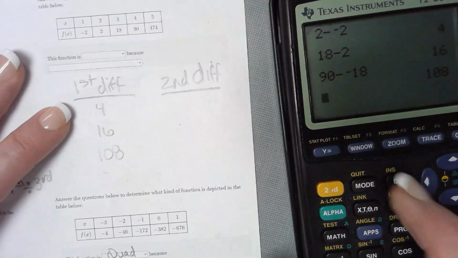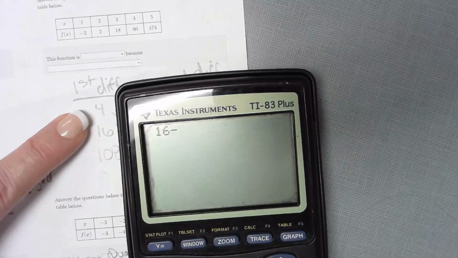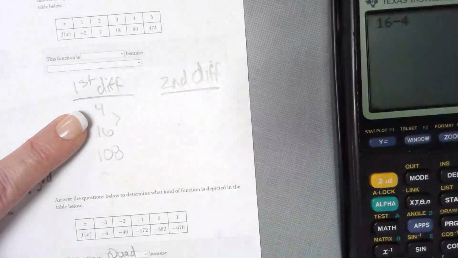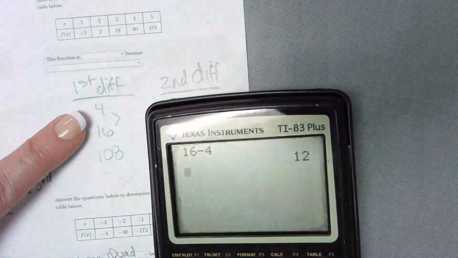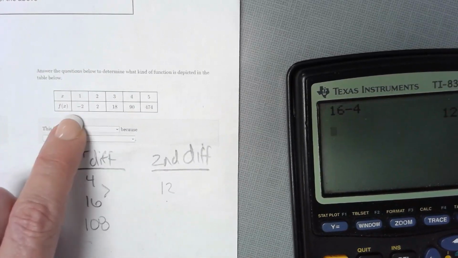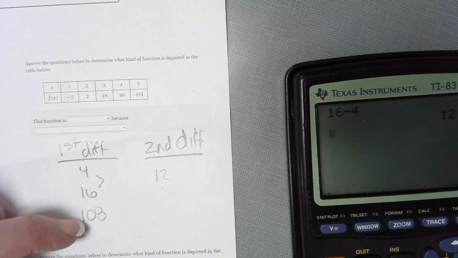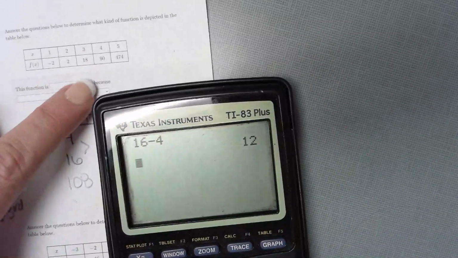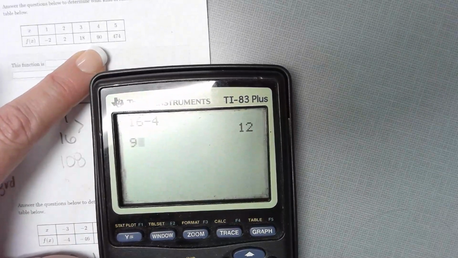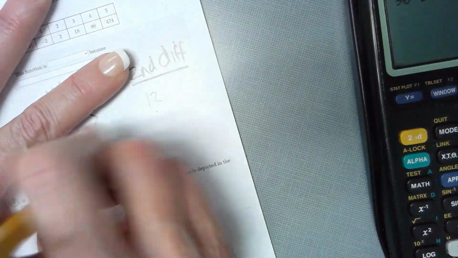And now I need to check my second difference. Same way. Second minus first. Wait, which one we're doing? You said 4 and 3. Yeah, you do second minus first. That's where I got 4. And then you do 3 and 2. That's the second, and then 4 and 3 is the third. 108. It's 7. Oh, did I do it wrong? 90 minus 18, is that the one I did wrong? Yeah. 72. My fault. I appreciate that. But you know what? Since I don't make mistakes, I knew all along. I was just seeing who was going to catch it.